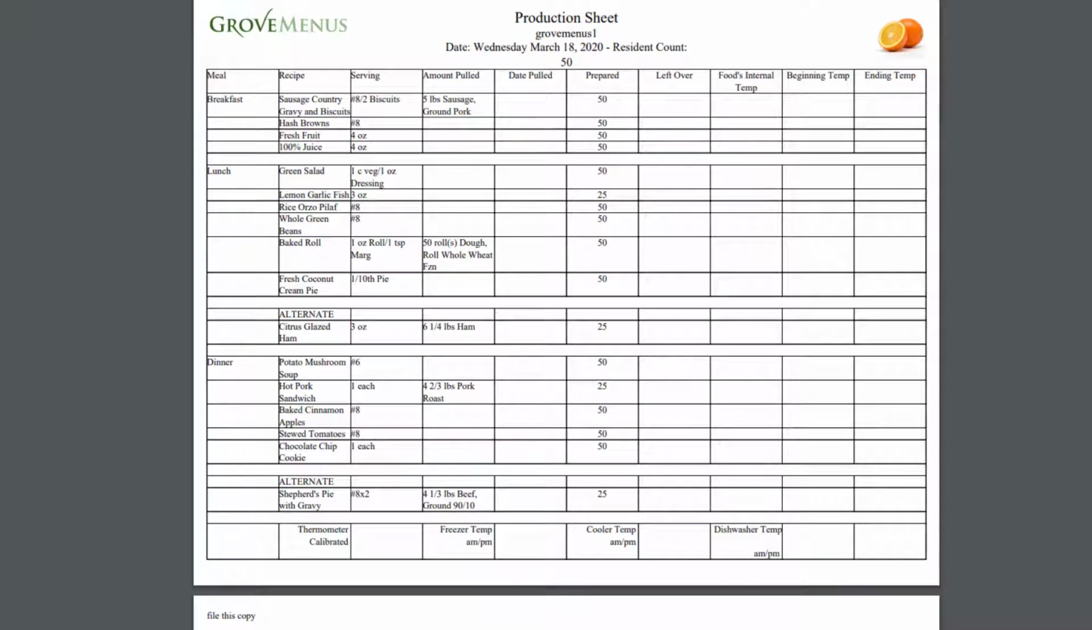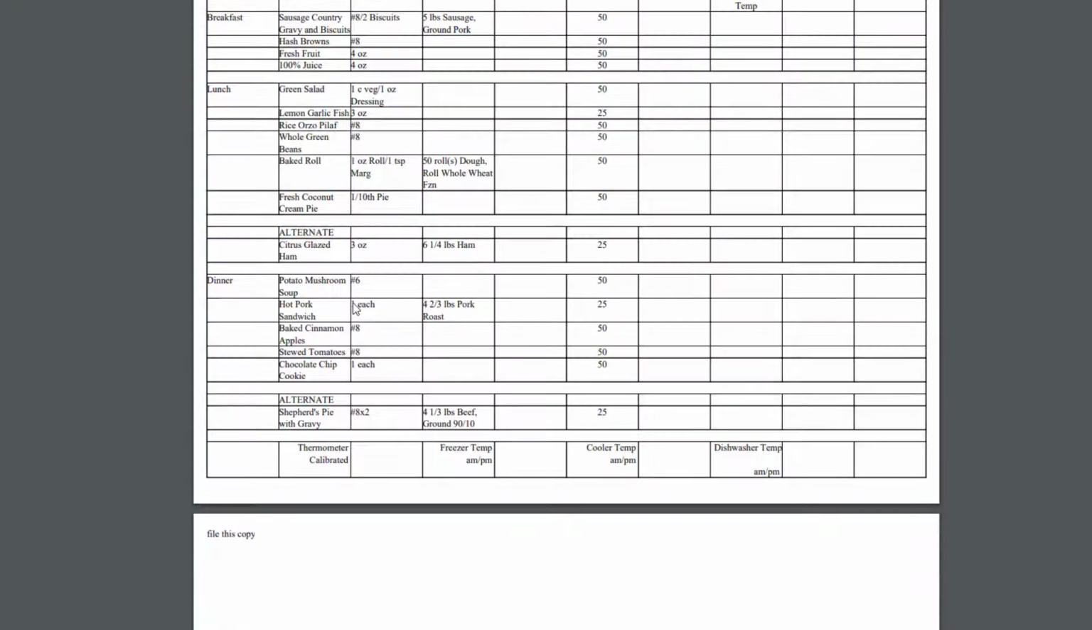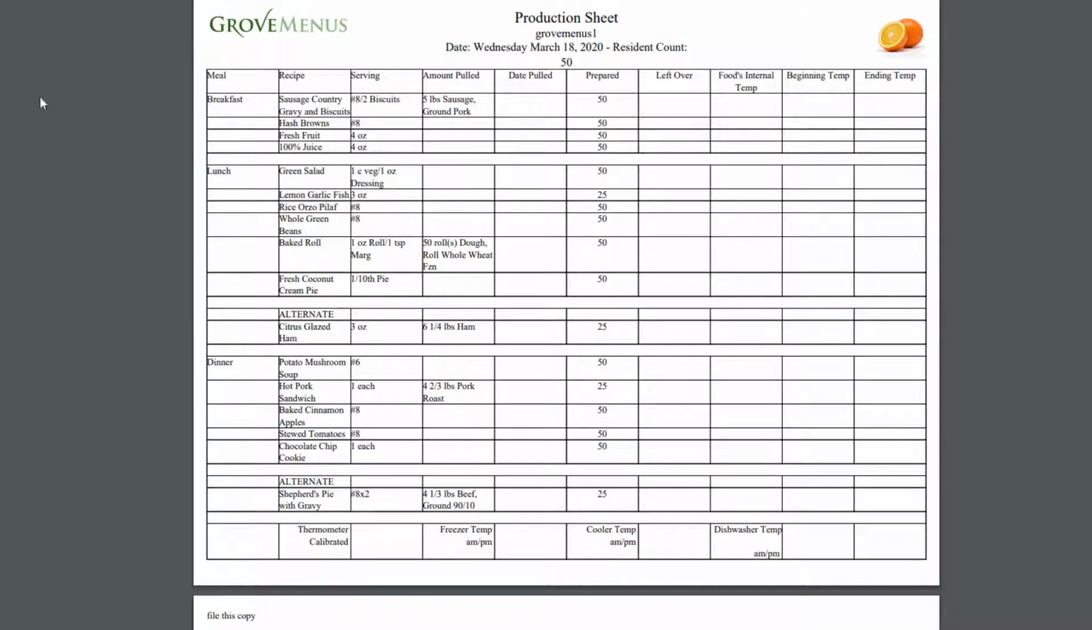Then you print this out and document what happened and then file it away. You can document things such as the date that you pulled your meat. The prepared column comes automatically from your production numbers that you did when you edited the day. You can document what was left over and food temperatures. You'll notice that this spilled over. It's a little bit too big.